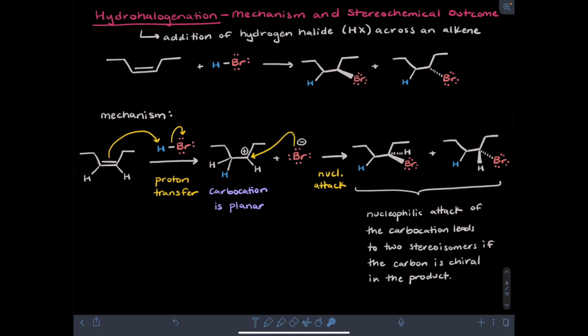We would expect that equal amounts of these two stereoisomers would form, and in this case, it would be a racemic mixture, because I've formed two enantiomers here.